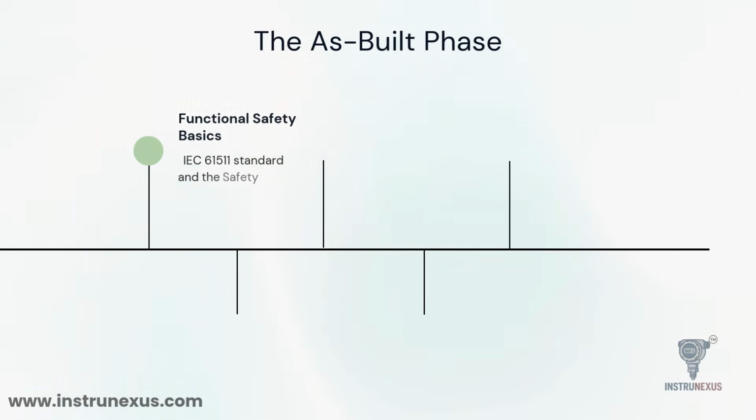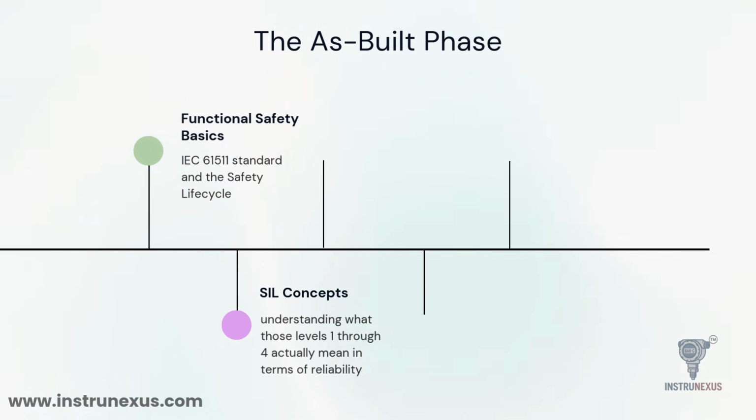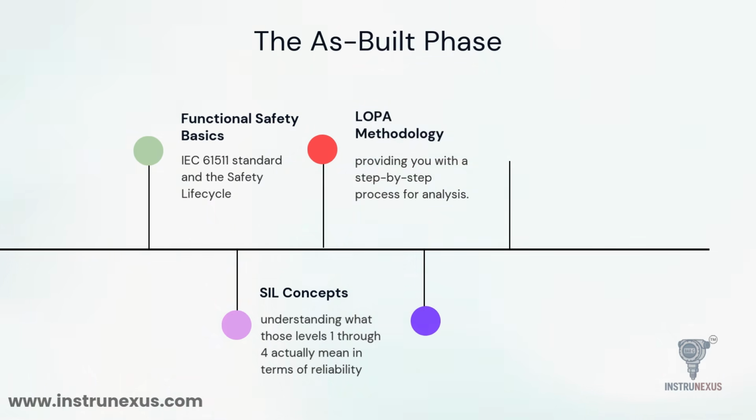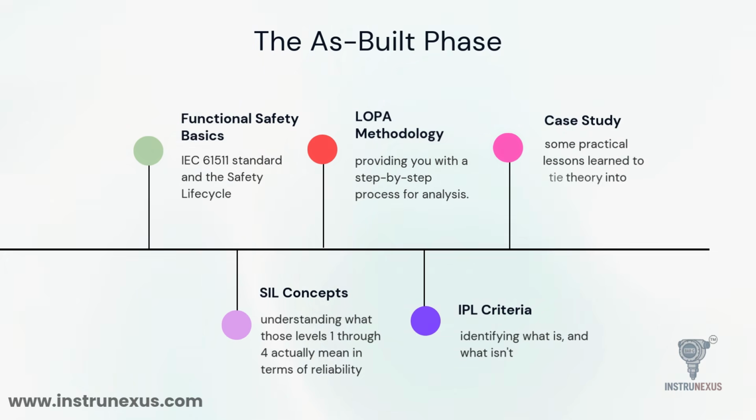We will start with the basics of functional safety, specifically looking at the IEC 61511 standard and the safety lifecycle. Next, we will demystify SIL concepts, understanding what those levels 1 through 4 actually mean in terms of reliability. The core of this video will focus on the LOPA methodology, providing you with a step-by-step process for analysis. We will closely examine IPL criteria, because identifying what is and what isn't an independent protection layer is often where teams get it wrong. Finally, we will look at a case study and some practical lessons learned to tie theory into practice.